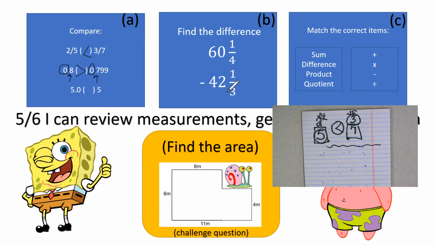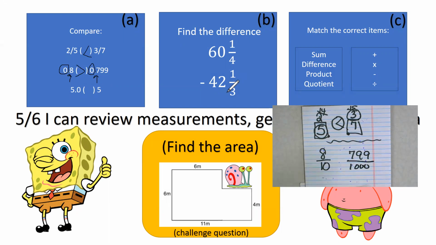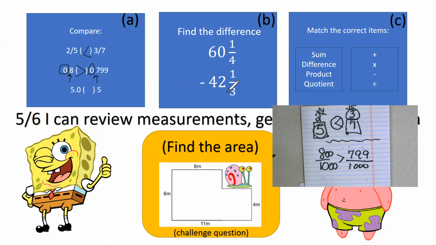A lot of people want to say, no, it's 799. But 8/10 is the same thing as 800 thousandths. 799, yeah, it's a lot, but that whole is broken into 1,000 pieces. Watch what happens when we take 8/10 and turn it into thousandths. It's 800 thousandths. That shows you a little clearer that 0.8 is bigger than 0.799.